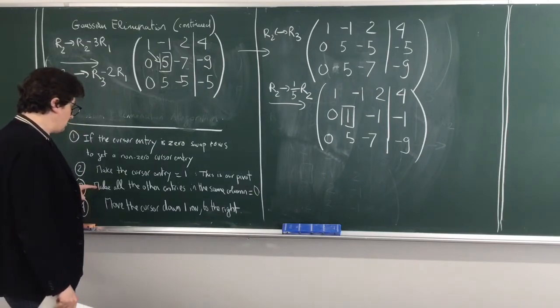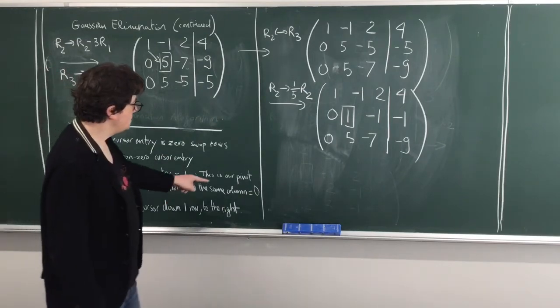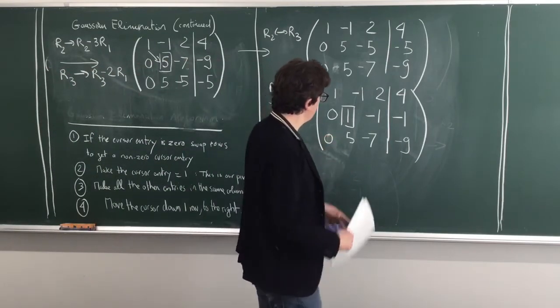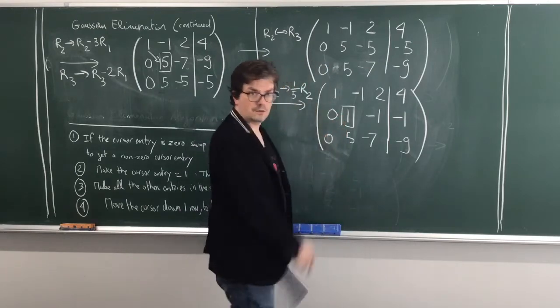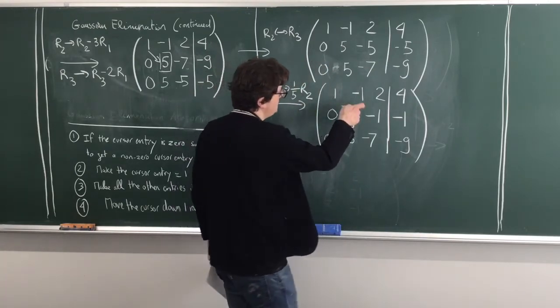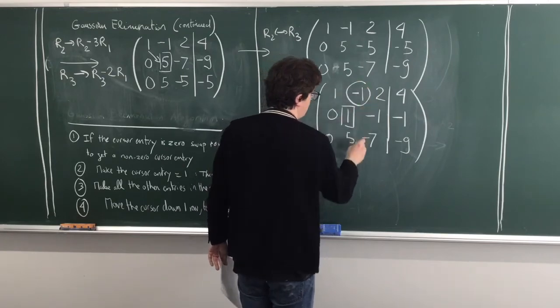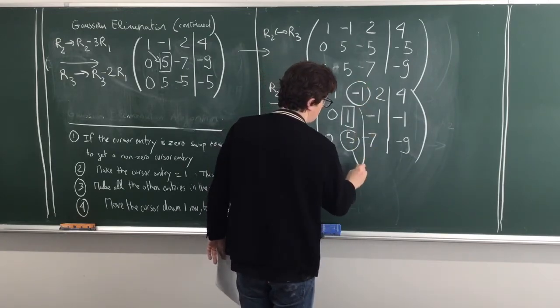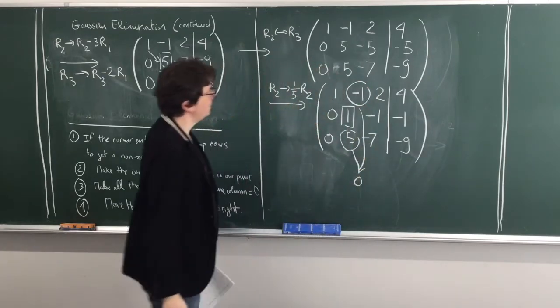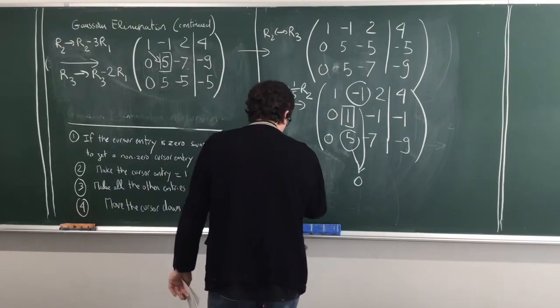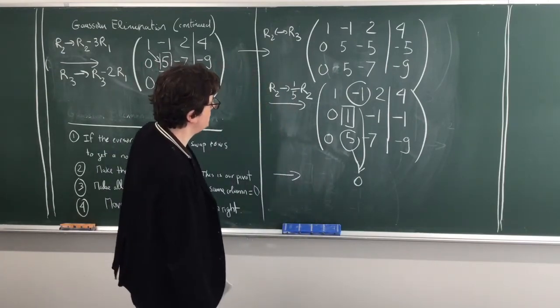So, I'm going to make all the other entries in the same column equal to 0. Again, I will use the pivot to transform this entry and this entry into 0. How do I do that? So I will do two operations, obviously.